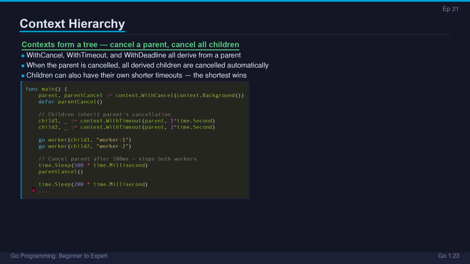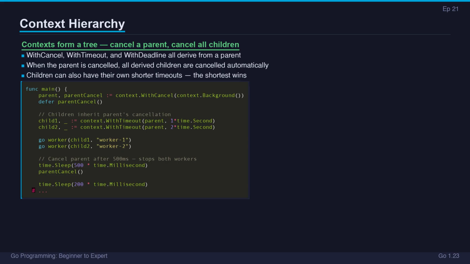If the DB query times out, only that branch stops. The API call continues. Children can have shorter timeouts than their parents. The effective deadline is always the minimum of all deadlines in the ancestry chain. A child context cannot extend its parent's deadline.